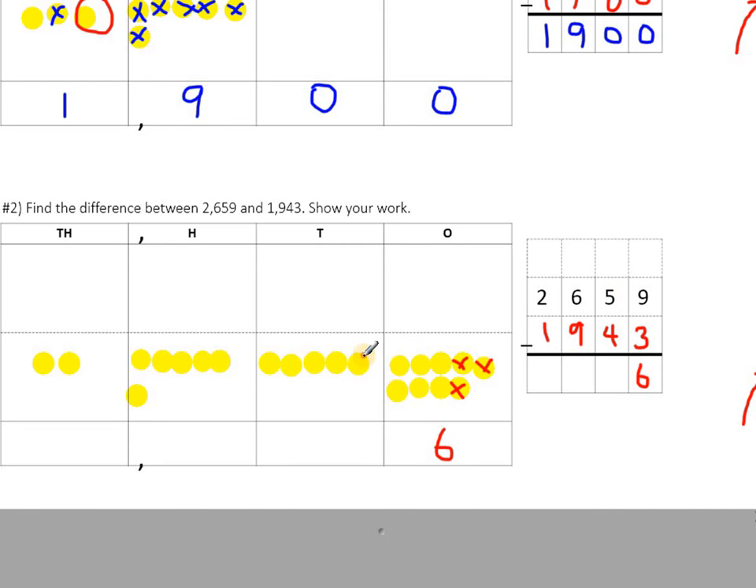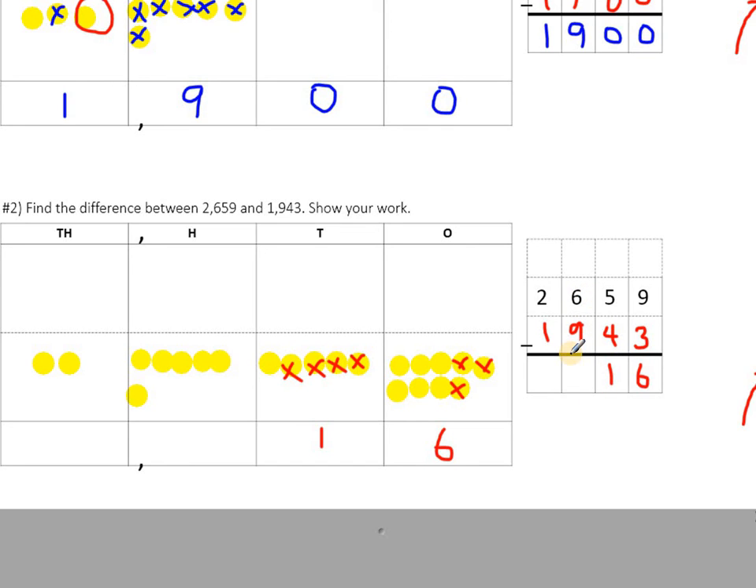50 minus 40. 10, 20, 30, 40. I subtracted 40, and that leaves 110. So 5 tens minus 4 tens is 110.